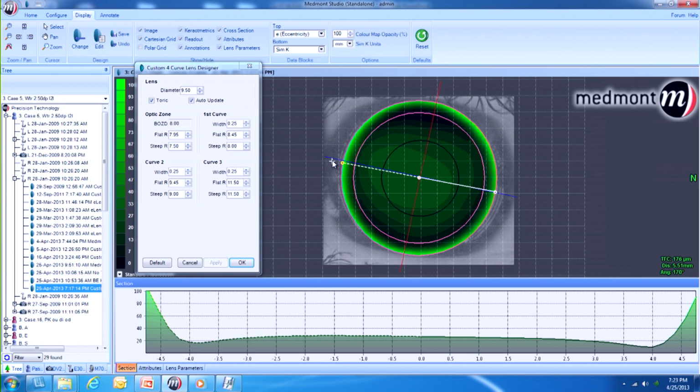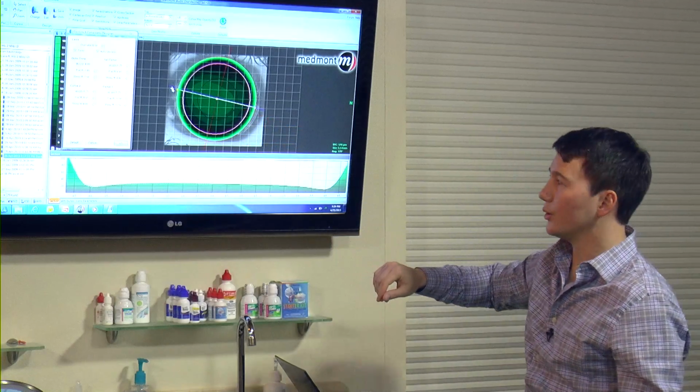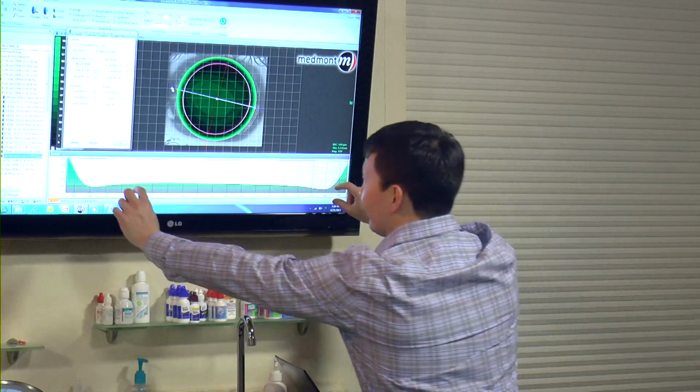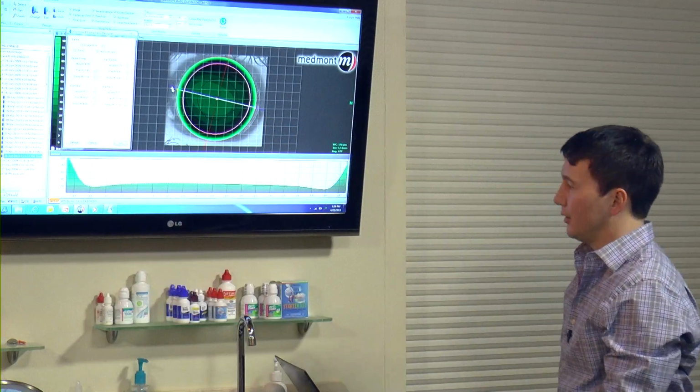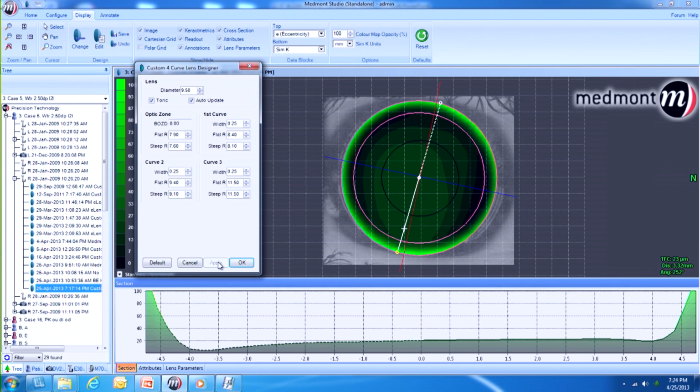So let's tweak this, let's fine tune it. The blue line here is your flat corneal meridian, and right now the lens is lifting off at 3 and 9 o'clock. So let's take the flat meridian and steepen it up one step. Now in the vertical meridian, our lens appears to be bearing, so it's effectively too steep. So let's flatten it off and allow for that channel. So let's take the steep meridian and flatten it off a couple steps and apply.